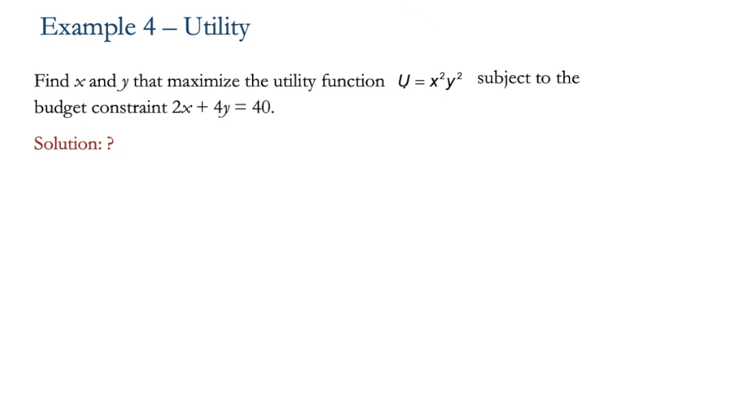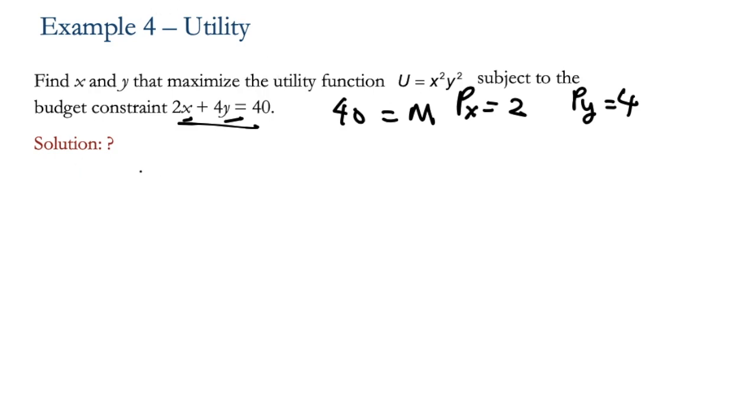So we want to maximize utility subject to the budget constraint. So for you to understand better, 40 here is considered as income. So 2 here is considered as the price of good X. And then 4 here is considered as the price of good Y. So X and Y here are considered as quantity of good X and quantity of good Y. So by knowing this, it's much easier for you to understand the Lagrangian multiplier.